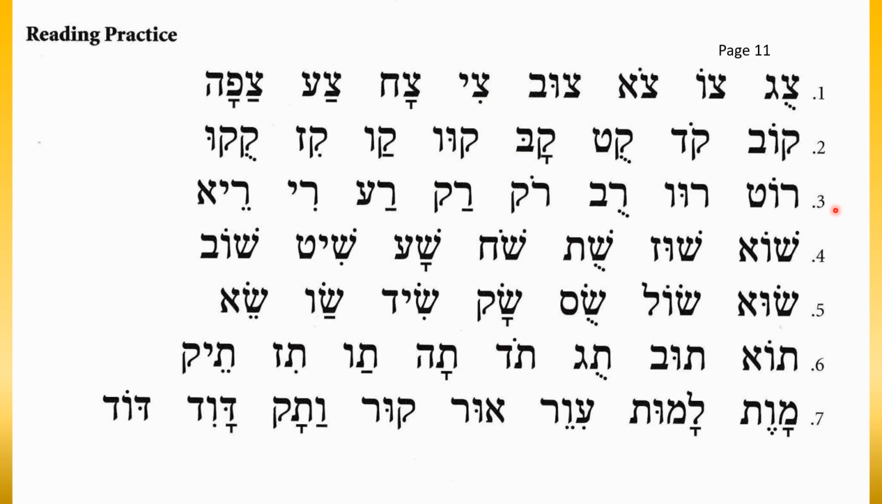Line 3. Rot, Ruv, Ruv, Roch, Rach, Ra, Ri, Re.